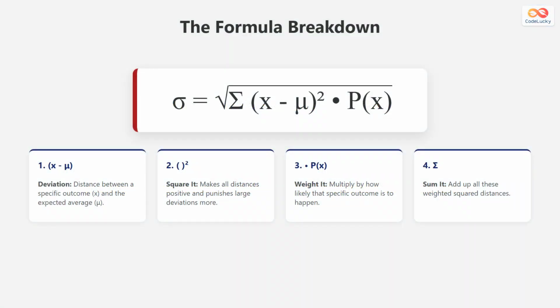Let's look at the formula. It looks complex, but it is just 4 steps. First, we find the deviation of each value from the mean. Second, we square that deviation to make it positive. Third, we multiply by the probability of that value occurring. Finally, we sum everything up and take the square root.